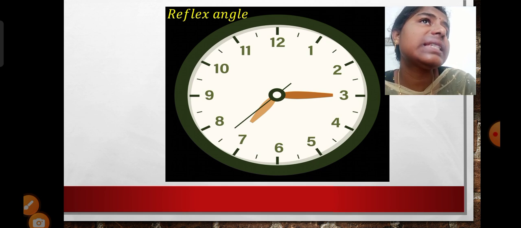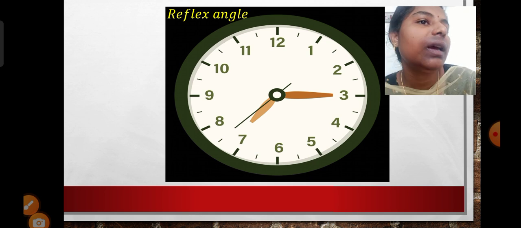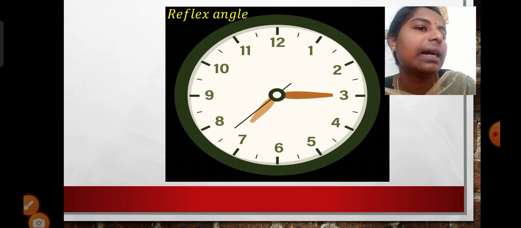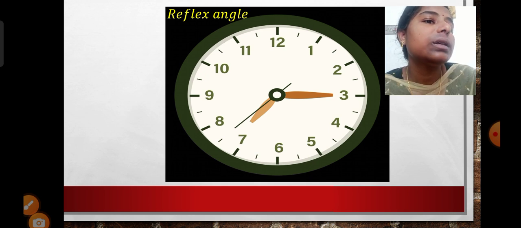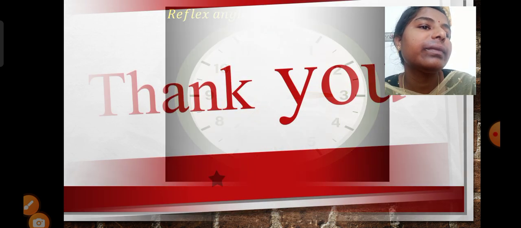The next we have seen is the straight angle. Exactly 180 degrees, that is a straight angle. Then at last we have seen the reflex angle. That is greater than 180 and less than 360, called a reflex angle. Okay. So while we are measuring, we should get those angles correctly. So we can say that is an accurate angle. Okay. Thank you.